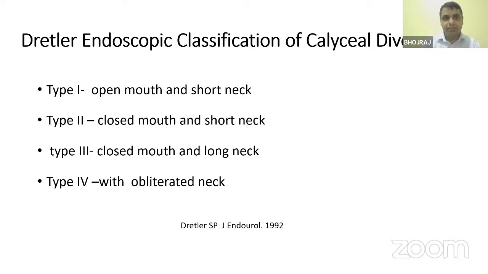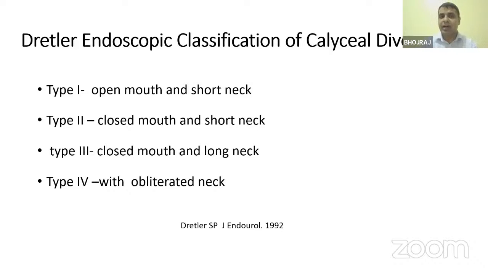Subsequently, Dretler et al. gave another classification. This is an endoscopic finding, because after 1990 RIRS came and PCNL came into widespread use, and they classified the parts of the calyceal diverticulum. You know the parts of a calyceal diverticulum: it has an ostium, that is the mouth, it has an infundibulum, and it has the diverticulum itself. So what is the condition of the mouth and the neck or infundibulum? Dretler classified this because it has therapeutic potential also.